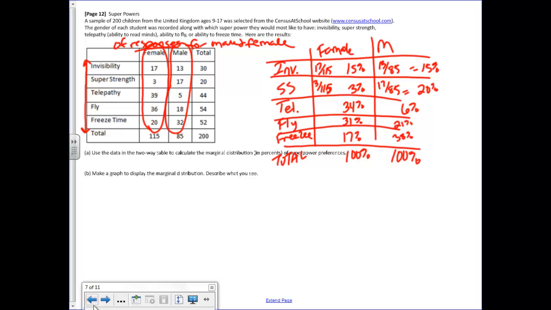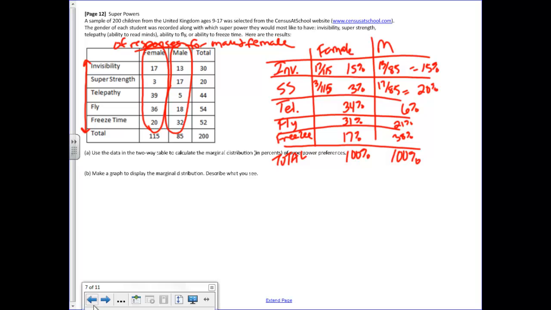Again, we don't want to just look at this and say, oh, females have a greater preference of invisibility. We need to look at our percents because here in this case, the percents are actually exactly the same. So when your totals are different for males or females for each of your categories, we got to turn them into percents so we can make a good comparison that way. So make your segmented bar graph, and then we can draw some conclusions based on it.